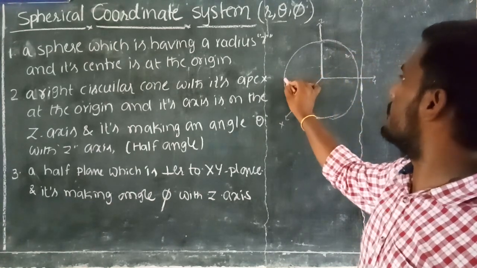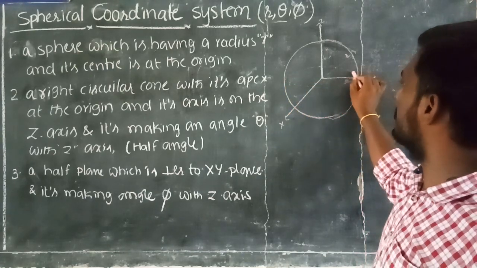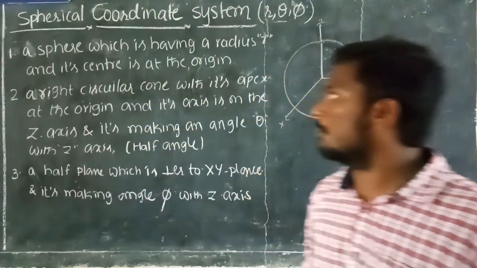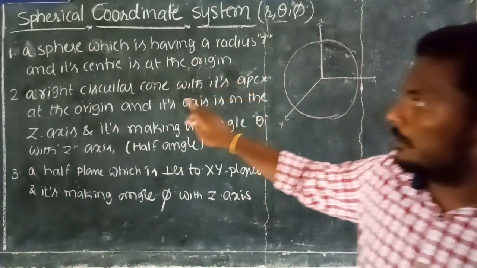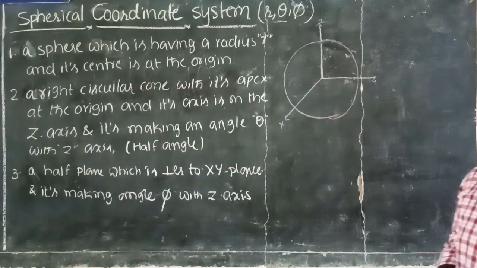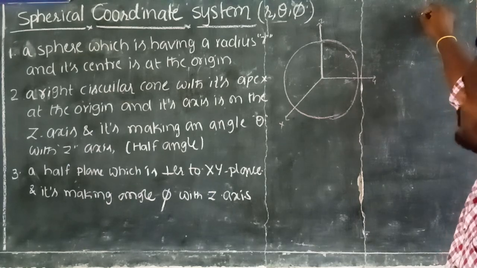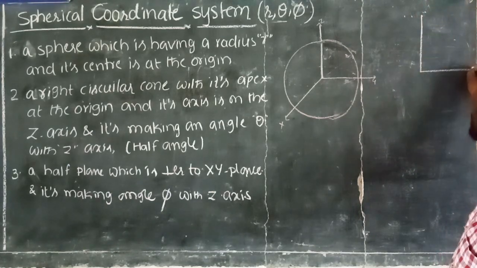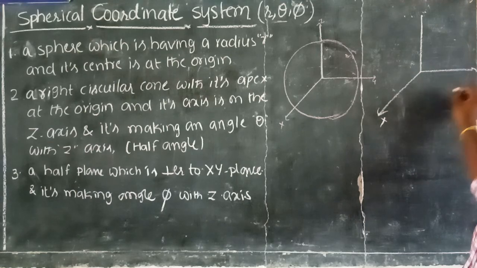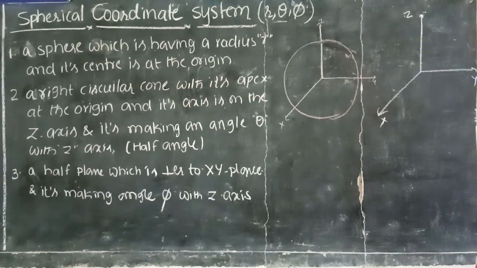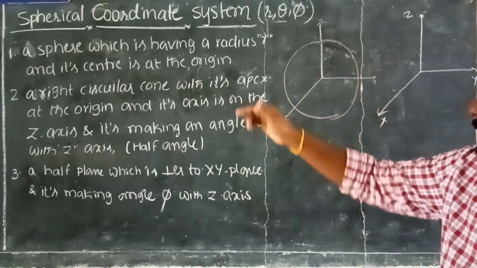And what is the second surface which is used to define our spherical coordinate system? The second surface is a right circular cone with its apex at the origin and its axis is on the z axis. That means, see, I am drawing the right circular cone on x comma y comma z axis like this. So if you take x comma y comma z axis and our right circular cone, how it will be to define our spherical coordinate system? It should be its apex at the origin.